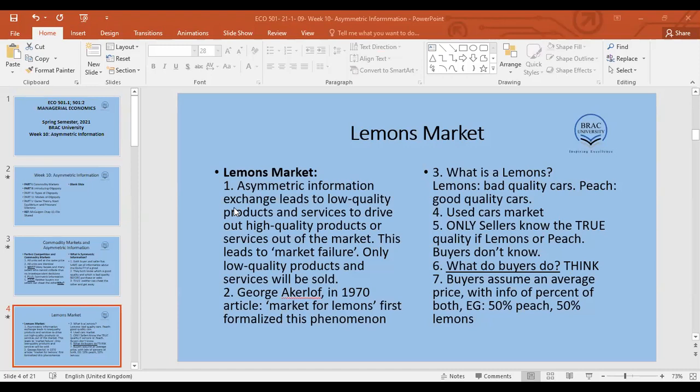So in a used car market, only the seller knows the true quality, whether he is selling a lemon or a peach. Buyers cannot 100% verify credibly what they are getting, right?